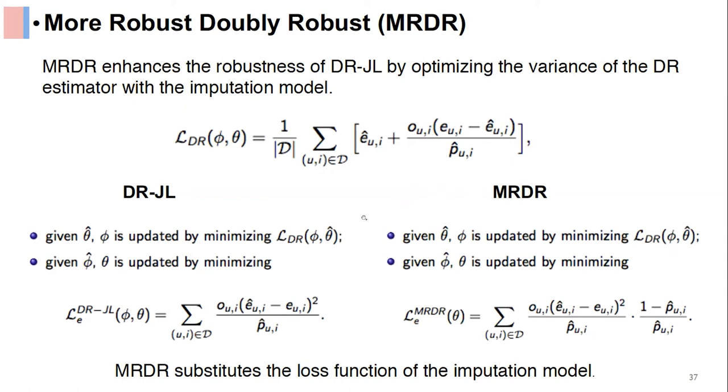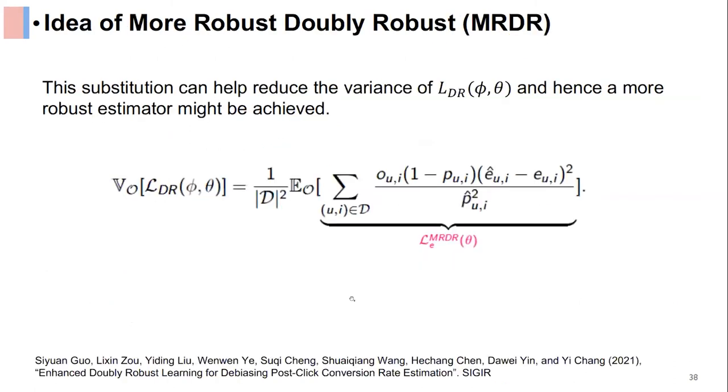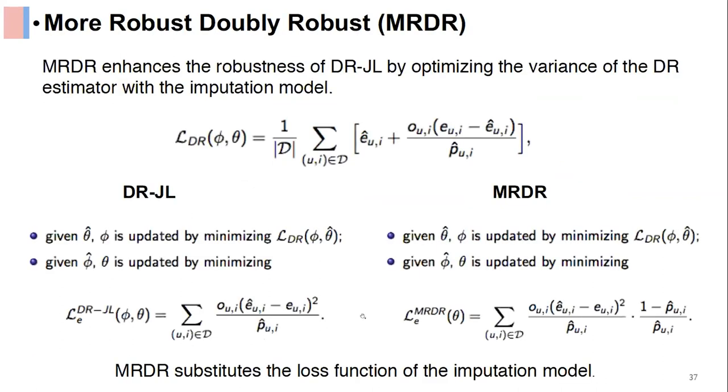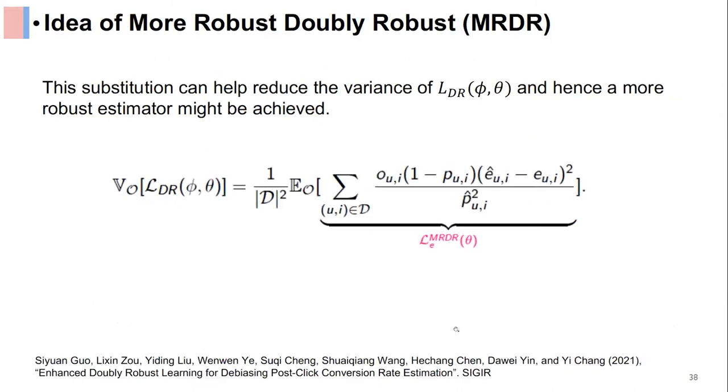It can be seen that MRDR keeps the loss function of the recommendation model unchanged, while replacing the loss function of the imputation model in DR-JL with the following loss function in the right bottom. This is the only difference between these two methods. A natural question is why this substitution can work?